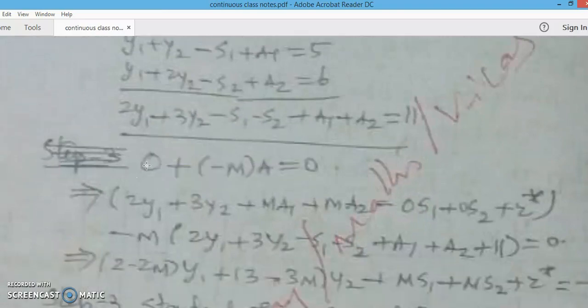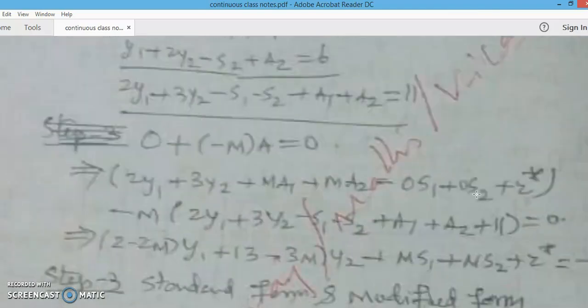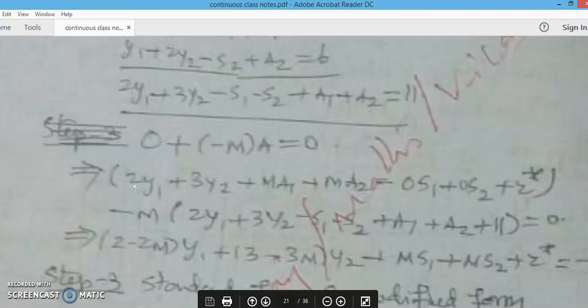Then I told you how to make the modified equation: objective function plus or minus M into a is equal to 0. The objective function you have to write as it is. Look at that. This objective function, we have to bring all these variables this side, and then minus M into the artificial variables we are adding, we have to write here. Okay, now the simplification of this.